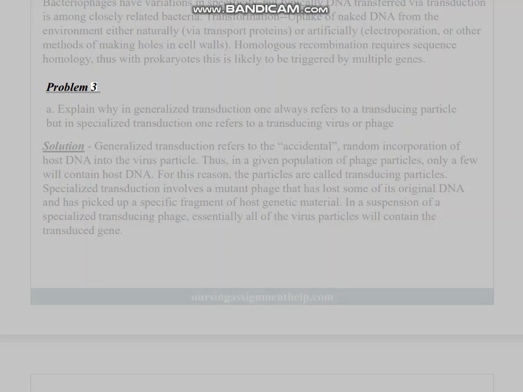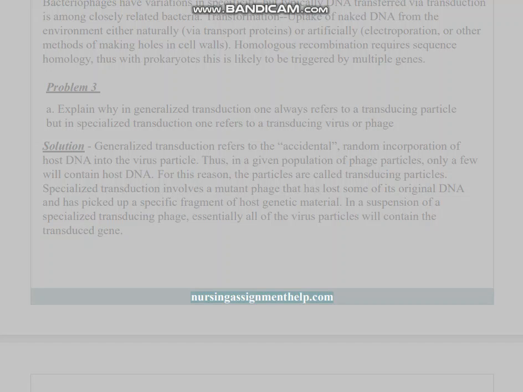Problem 3. A. Explain why in generalized transduction one always refers to a transducing particle, but in specialized transduction one refers to a transducing virus or phage. Solution: generalized transduction refers to the accidental, random incorporation of host DNA into the virus particle. Thus, in a given population of phage particles, only a few will contain host DNA. For this reason, the particles are called transducing particles. Specialized transduction involves a mutant phage that has lost some of its original DNA and has picked up a specific fragment of host genetic material. In a suspension of a specialized transducing phage, essentially all of the virus particles will contain the transduced gene.